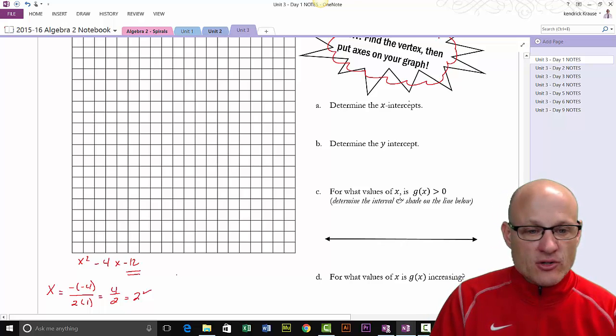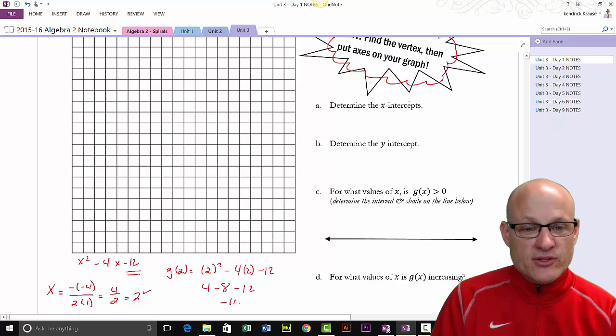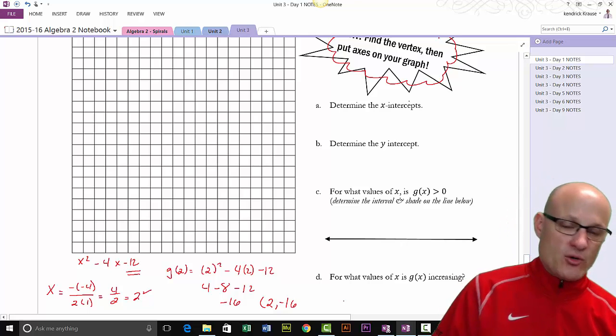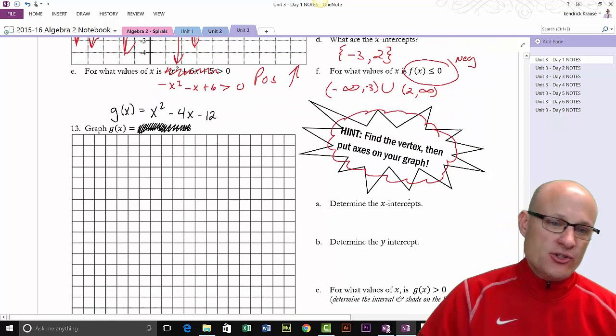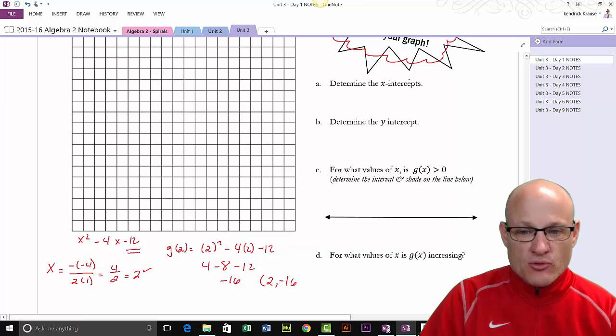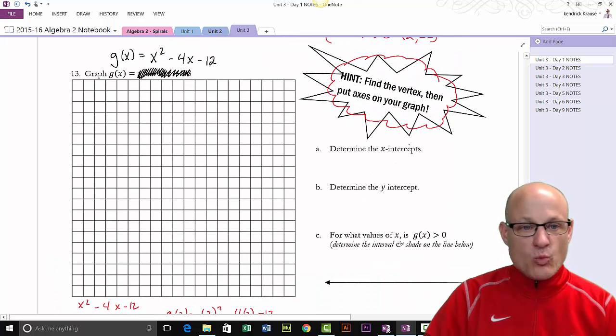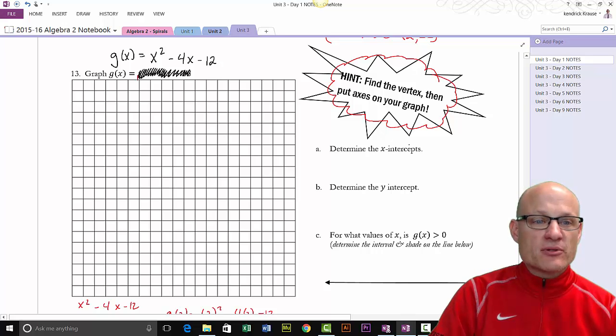Now I'm going to plug that thing in. So I think my function was g. So g of 2 is 2 squared minus 4 times 2 minus 12. So this is 4 minus 8 minus 12, which is negative 16. So my vertex is 2, negative 16. So, where do I want to put my axes? Well, 2 should be in the center, so that means it's going to move to the left a little bit and way up. So let's just move to the left a little bit. We'll put the axes right here. This should be fine.